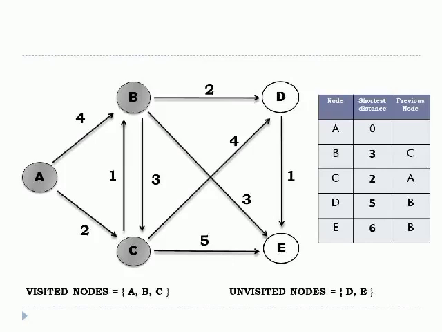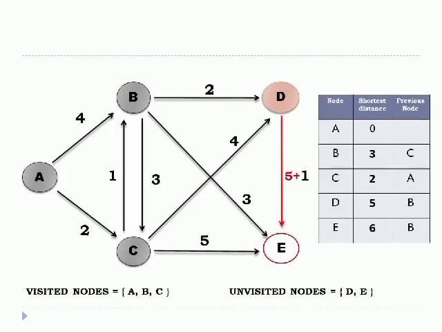Now we have D and E left as unvisited nodes, and D has a distance of 5 while E has a distance of 6. Again, we choose a new current node from unvisited nodes. And we always choose the node with a minimal distance. And the node that has minimal distance is D, because it has a distance of 5.